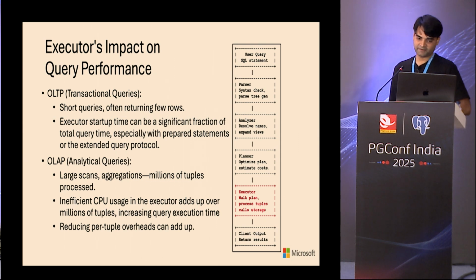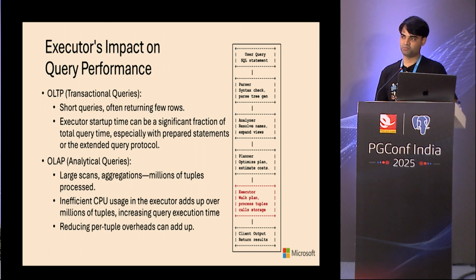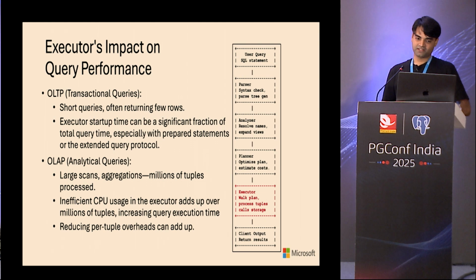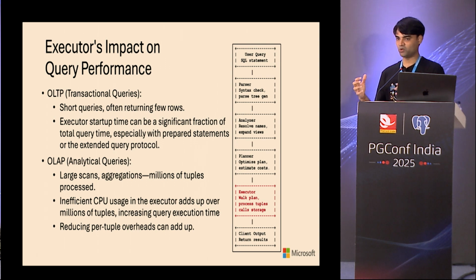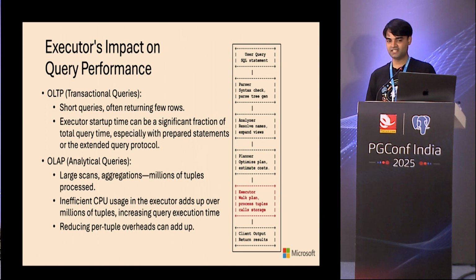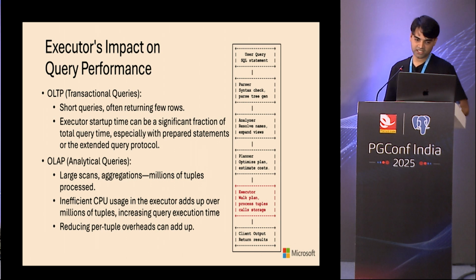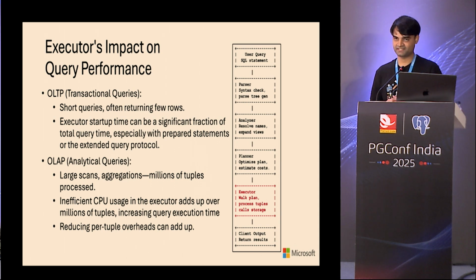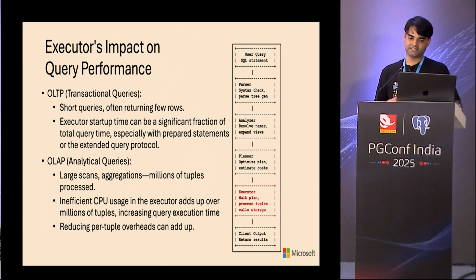So you're basically looking at millions of tuples processed in one execution. The things that I will describe later, the ways the executor is inefficient, these inefficiencies add up over the number of rows that are processed. So any overheads that the executor has are a more serious problem for OLAP than OLTP.